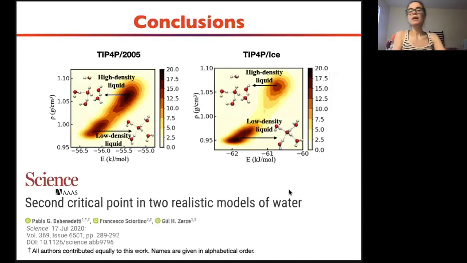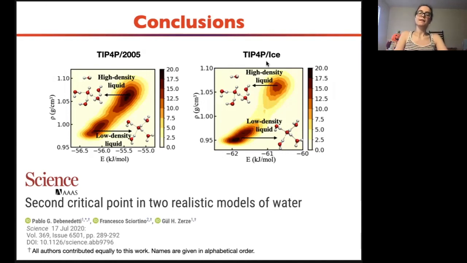So bottom line is we were able to show, unambiguously show, from two very independent ways that these two classical models of water have a liquid-liquid critical point, which belongs to the Ising universality class. Well, this was extremely important to show because the presence of a liquid-liquid critical point explains the thermodynamic anomalies of water, like I mentioned in the beginning.